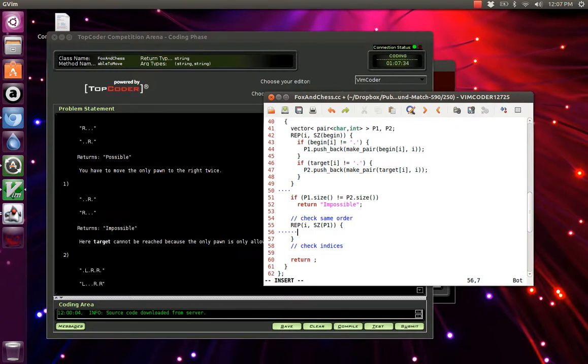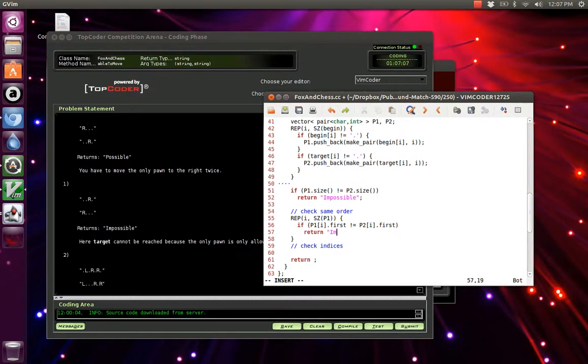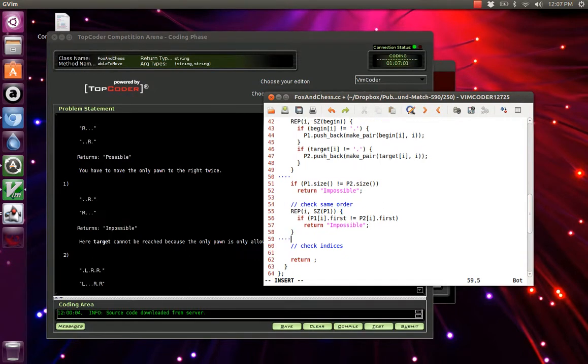Same order, what does it mean? Oh, when you move the pawns, you cannot go over a pawn. Like, you cannot jump over any other pawns. So in your begin and target, you must have the same pawns in relative order to each other. So that's what the check same order comment means. Yeah, so that makes sense to me right now.